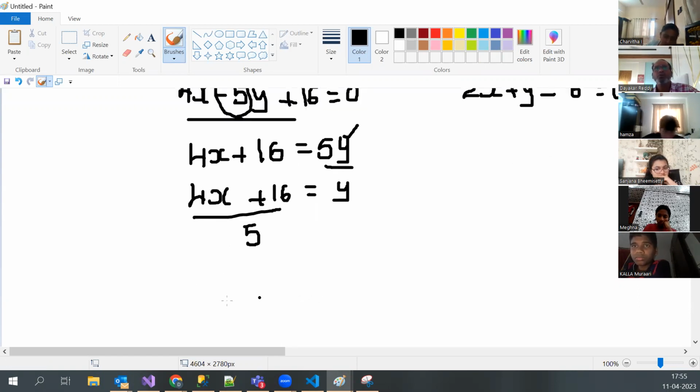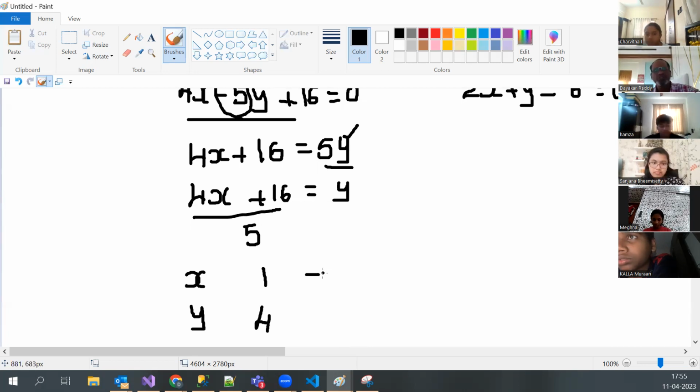Okay, so now we need to prepare a table of x and y, right? You need to consider that the numerator should be a multiple of 5, at least it should get cancelled. Put x equal to 1. What will happen? 4 into 1, 4. 4 plus 16, 20. 20 by 5 is 4. Clear? So we can take minus 4 and 0.